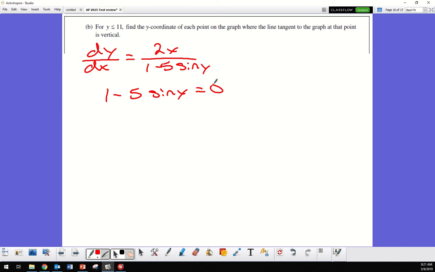So mathematically, I subtract 1 and then divide by negative 5. So sine y equals positive 1 over 5, and y equals arc sine of 1 over 5. You could plug that in and actually find the answer. 11.537.